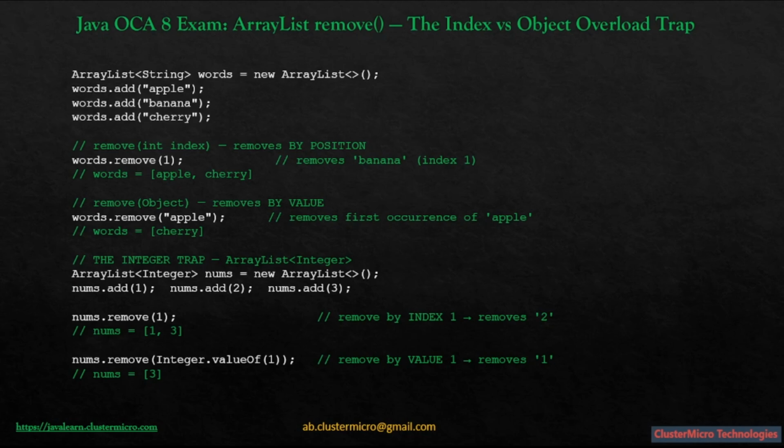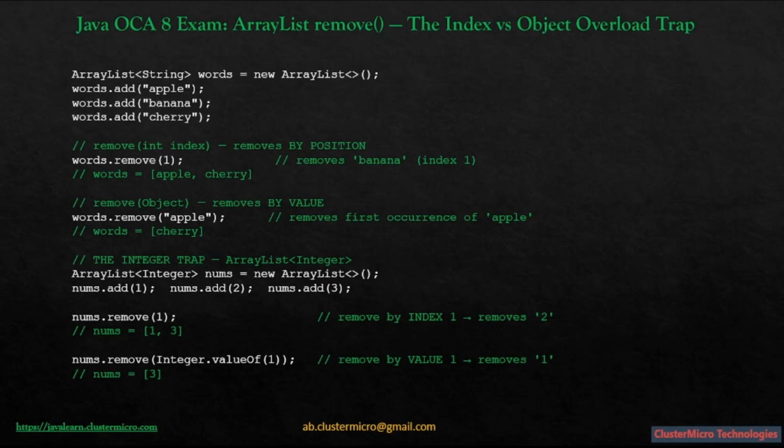The reason this trap exists is method overloading. ArrayList has two remove methods: remove(int index) and remove(Object o). When you pass a primitive int, Java always picks the int overload, and when you pass an object, including a boxed Integer, Java picks the object overload. For a String array list, you never see this trap because you cannot pass a string as an index. But for an Integer array list, the ambiguity is real and the exam exploits it.